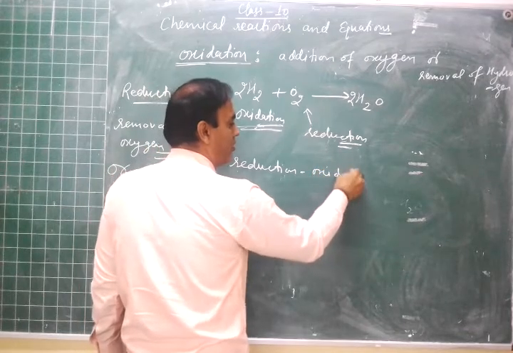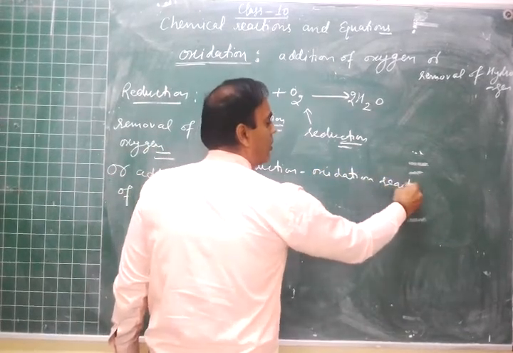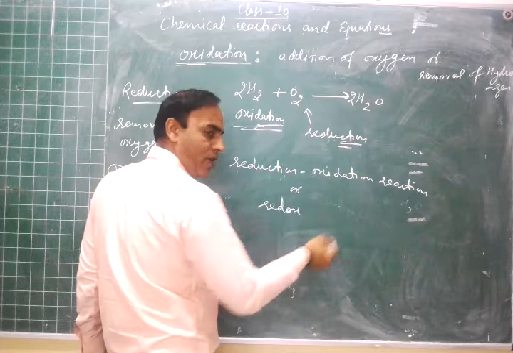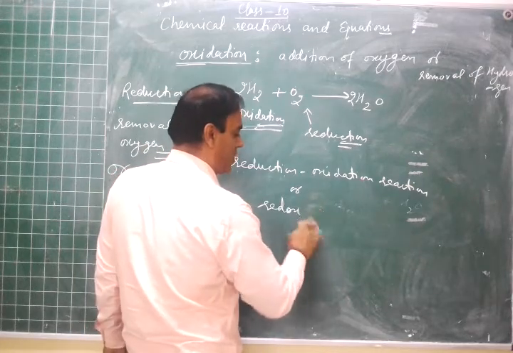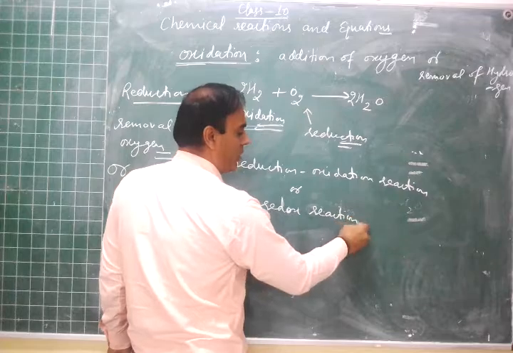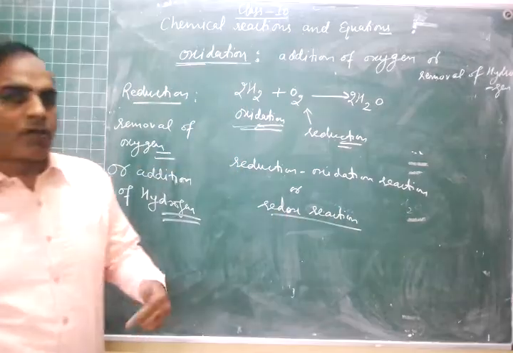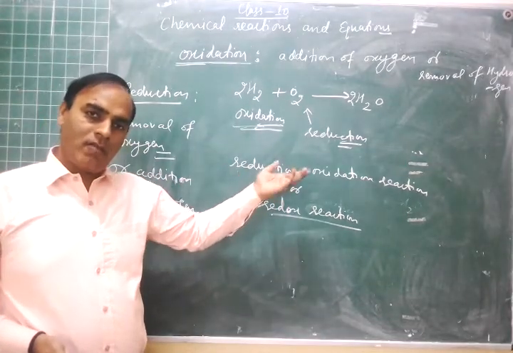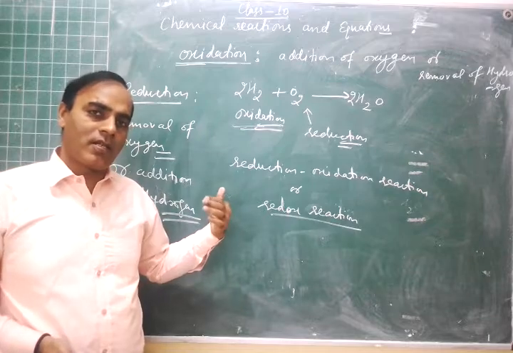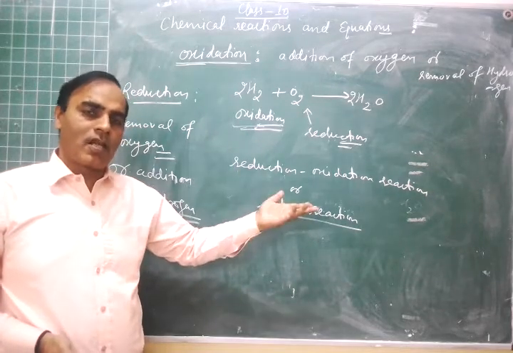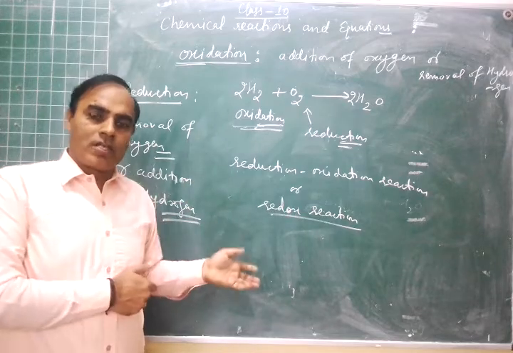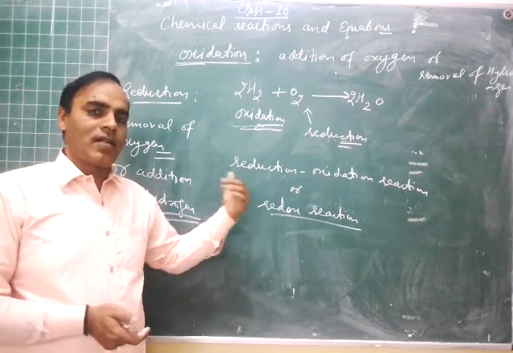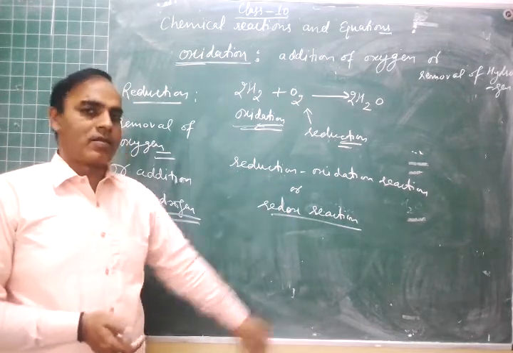Reduction oxidation reaction or redox reaction. So what is a redox reaction? Write down the definition. The reaction which involves both reduction and oxidation is known as redox reaction. So in any reaction, if there is reduction, then there will be oxidation also. If in any reaction there is oxidation, then there will be reduction also. There cannot be only oxidation, and it cannot be only reduction. Both take place together in the reaction.